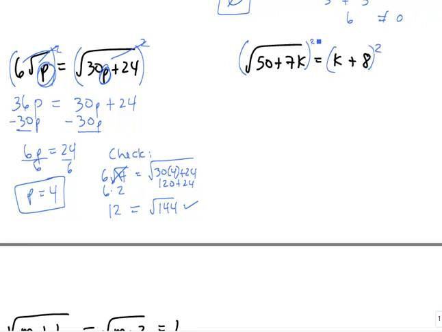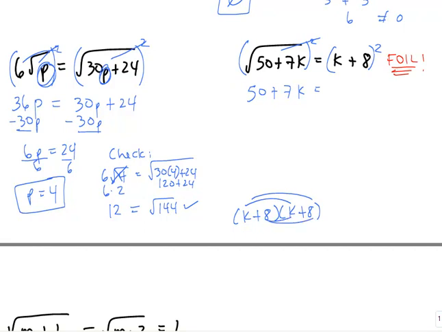Now the left side will be easy. When we square a square root, we just lose the radical and get 50 plus 7k. However, on the right side, here's where lots of mistakes happen. When you square the quantity k plus 8, you must FOIL. Don't forget to FOIL. Don't forget the middle term that you're going to end up with. If you don't remember how to do that, the long way would be to do k plus 8 times k plus 8 and just use your first, outer, inner, last to figure out what this is.